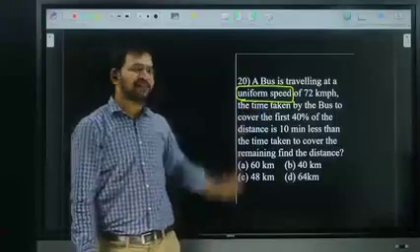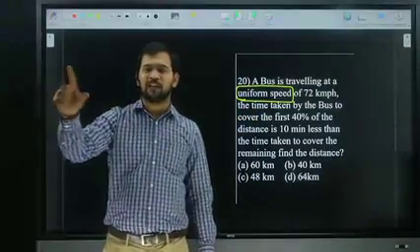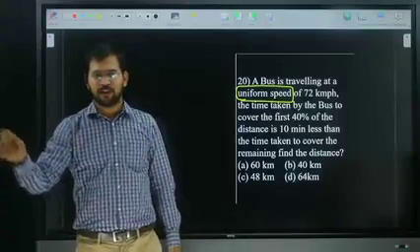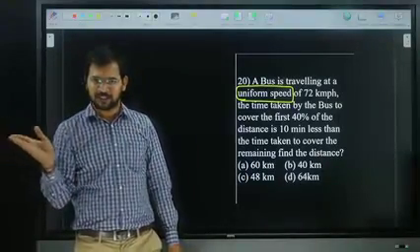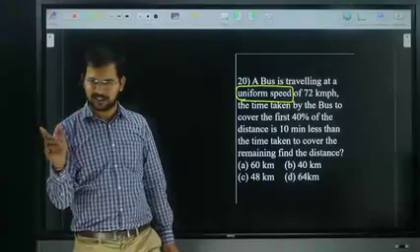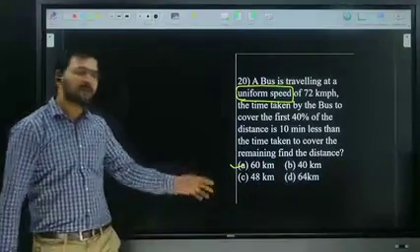Speed is 72 km per hour. I need the distance. Distance is nothing but speed into time. Speed is 72 km per hour into 50 minutes. I need to convert them into hours: 50 by 60. 6 1s are 6, 6 12s are 12, 12 5s are 60. Therefore, 60 kilometers. Your answer is 60 kilometers. Option A is the right answer.